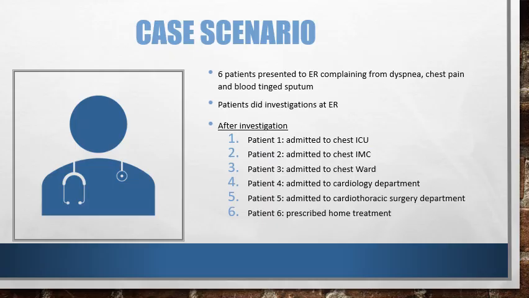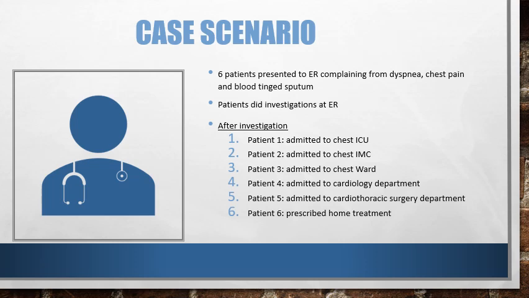عشان نعرف اهميه الشيست دايجنوستكس او الانفستيجيشن اوف ذا تشيست في الاي ار لازم نسمع الكيس سيناريو دي ونشوف هنتعامل معاها ازاي. لو احنا عندنا 6 عيانين presented في الاي ار complaining from dyspnea, chest pain and blood tinged sputum, the patient did investigation at the ER. After the investigation, the first patient was admitted to the ICU, chest ICU.